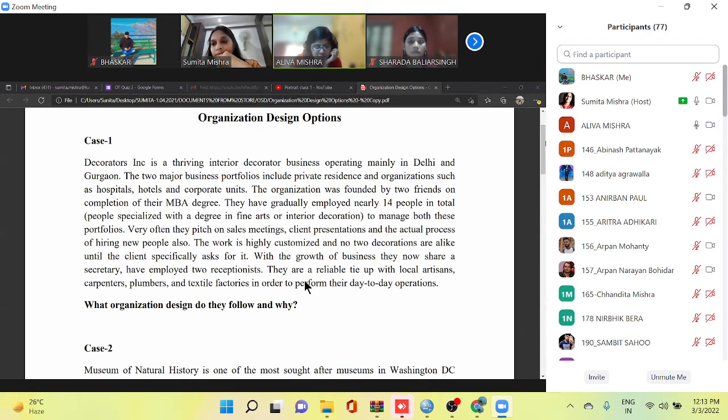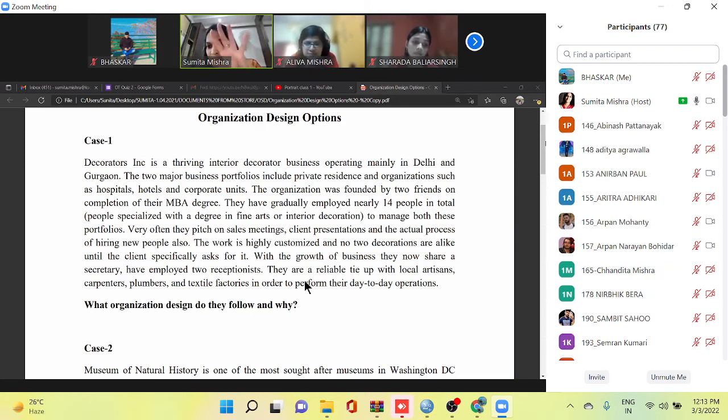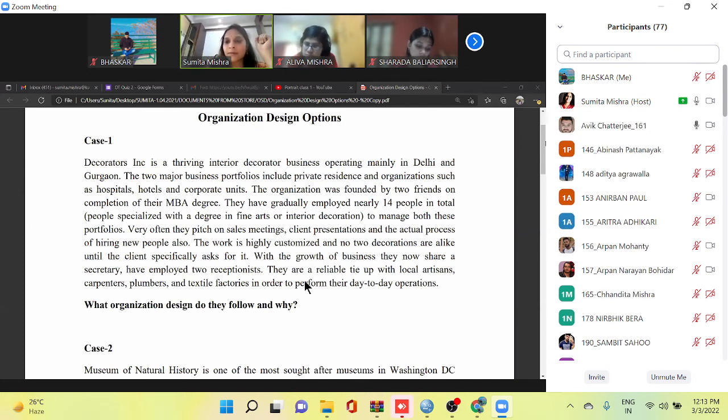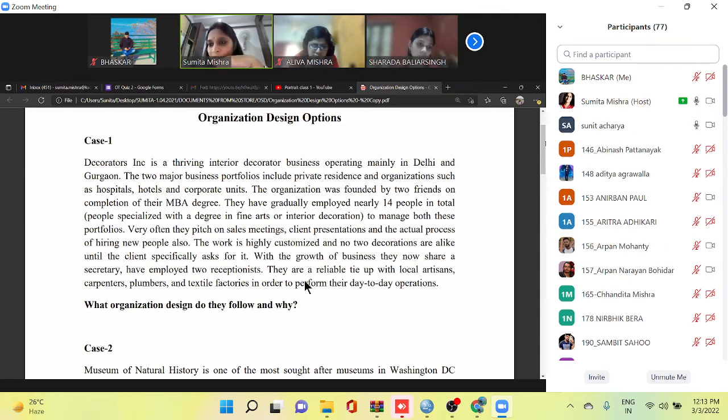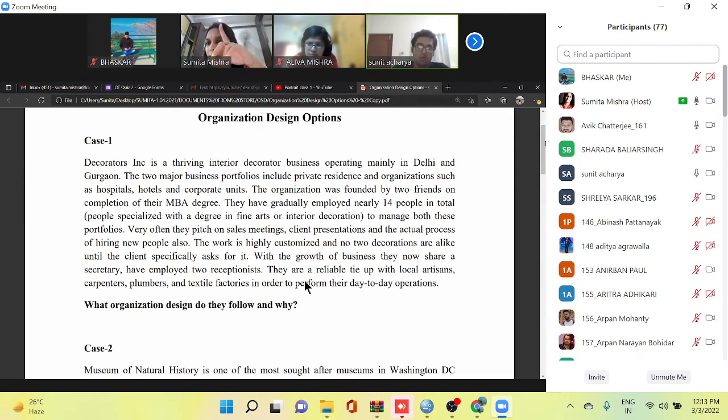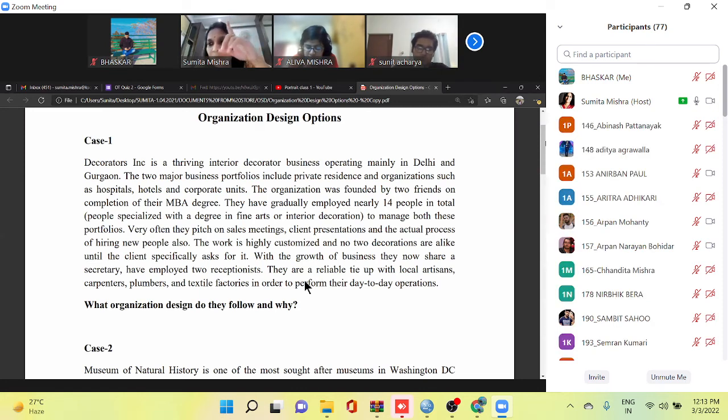Simple structure. So we have understood that it is an example of a simple structure. Now, what did I say? What is the first thing you will find out? The size, which is 14. Which is a very small organization. So what should that tell you about complexity? Complexity cannot be high. It is low complexity. You cannot be creating a department, so it is low complexity.